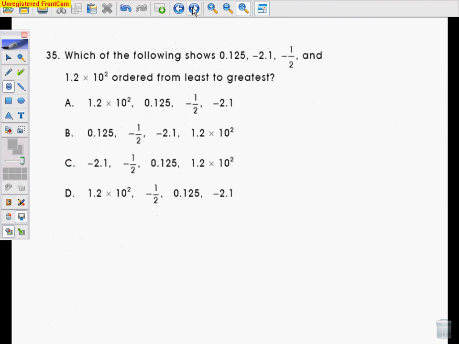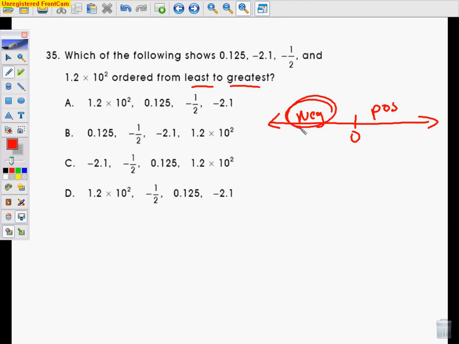Alright, let's move on. Number 35, which of the following shows 0.125, negative 2.1, negative 1/2, and 1.2 times 10 to the second, ordered from least to greatest? To be honest with you, you should be able to use a little bit of common sense here. First of all, let me draw a number line here. On a number line, when you're going from least to greatest, that means you're going from smallest to largest. You have your negatives on the left and your positives on the right. Every negative is smaller than every positive.